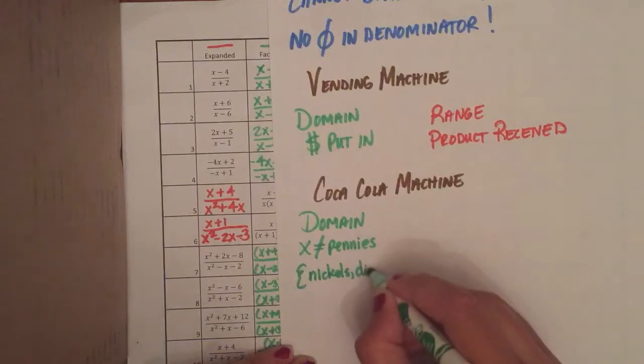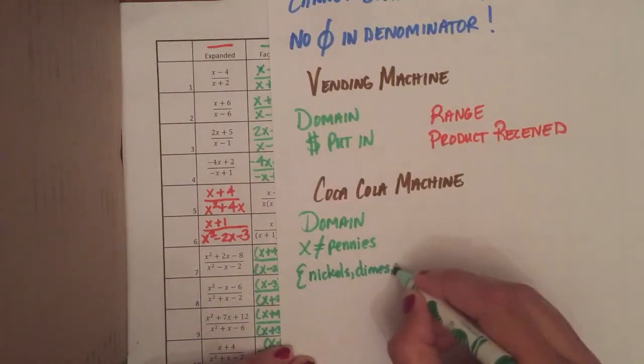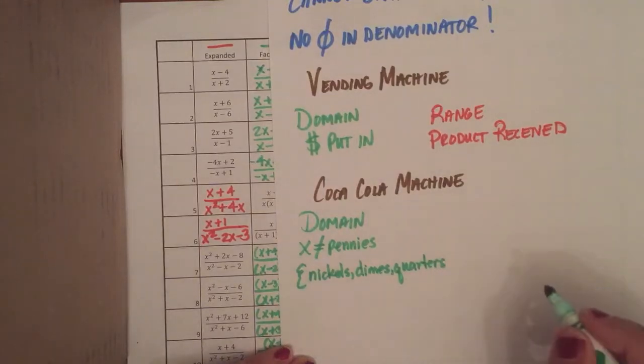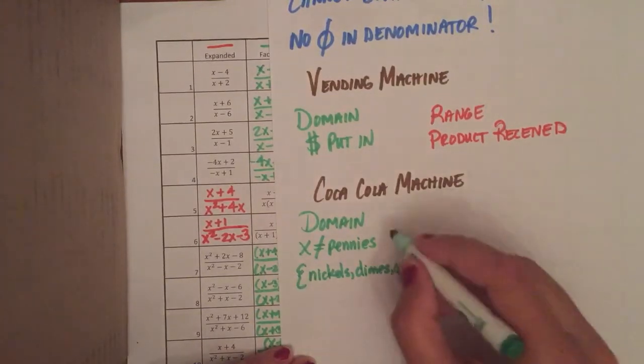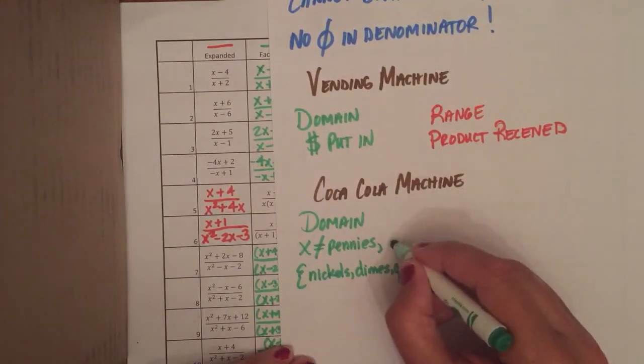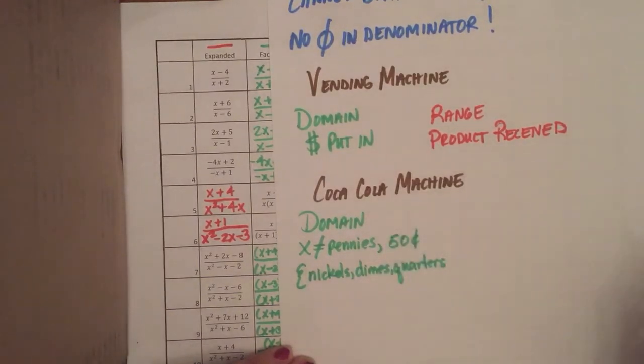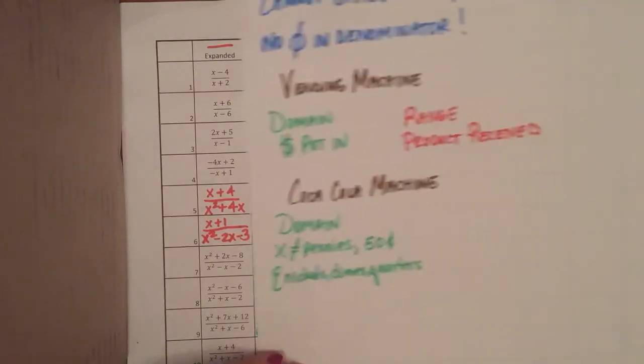Now, what we could put in, we can put in nickels. We can put in dimes. We can put in quarters. Nickels, dimes, and quarters. Can we put in a 50-cent piece? Nope. So that's not in the domain either. So your domain is going to be nickels, dimes, and quarters.